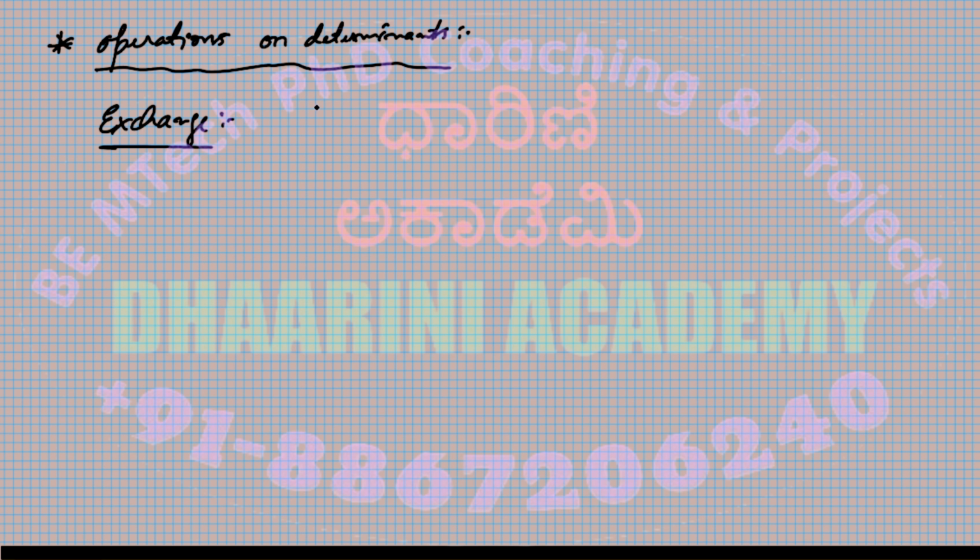We can interchange or exchange the ith row with the jth row for any given determinant. Similarly, you can perform the exchange or the interchange of the ith column. C indicates the column. This double arrow mark indicates the exchange or the interchange. Right? So that's the first operation called exchange.